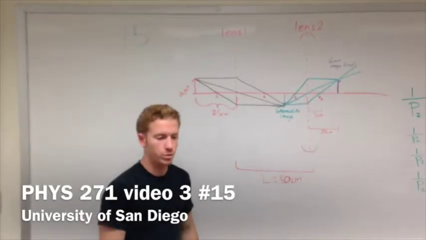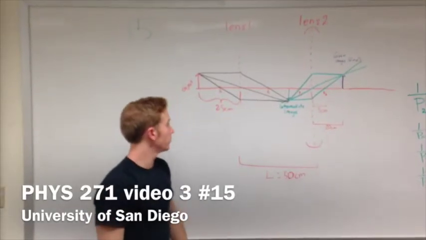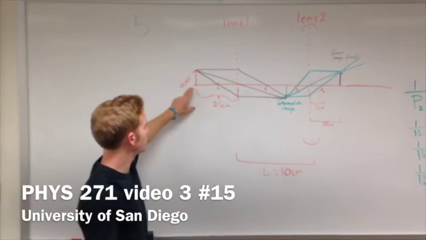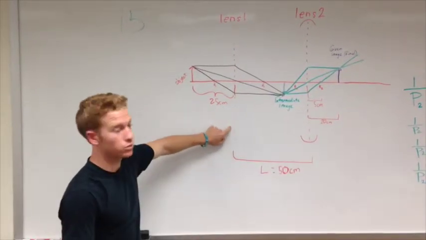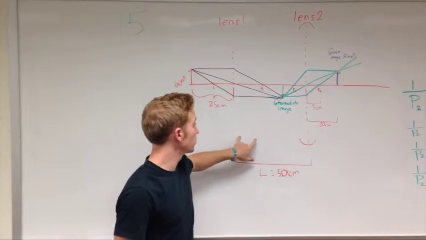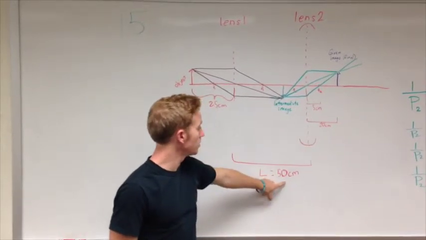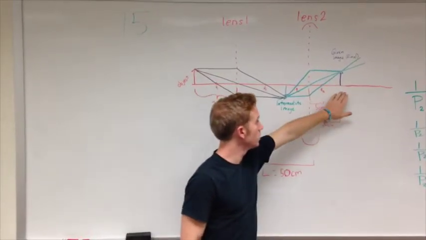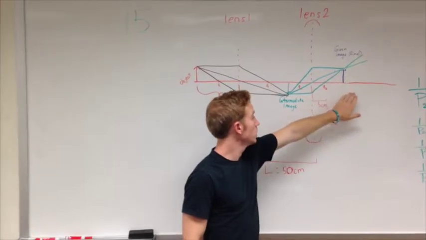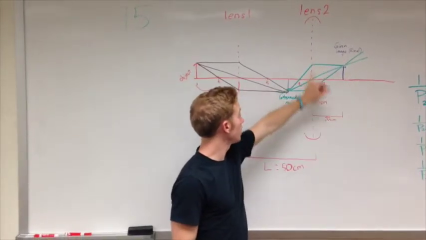All right, we're given problem number 15. In problem 15, we're given that there is an object 25 centimeters to the left of lens 1. The distance between the two lenses is 50 centimeters, and there is a given image, which is our final image, that is 20 centimeters to the right of lens 2.